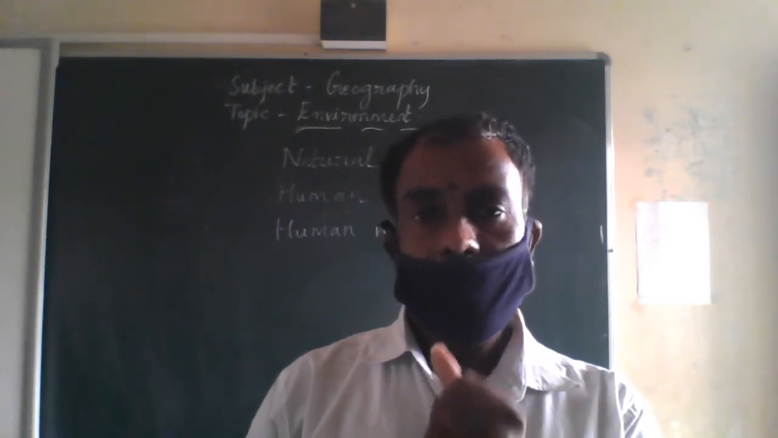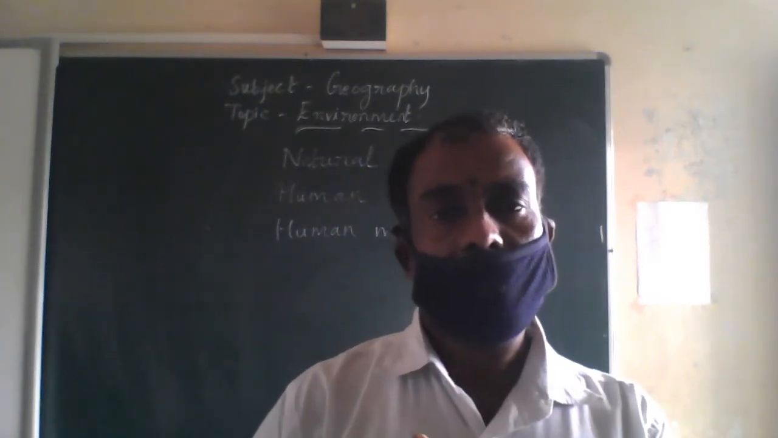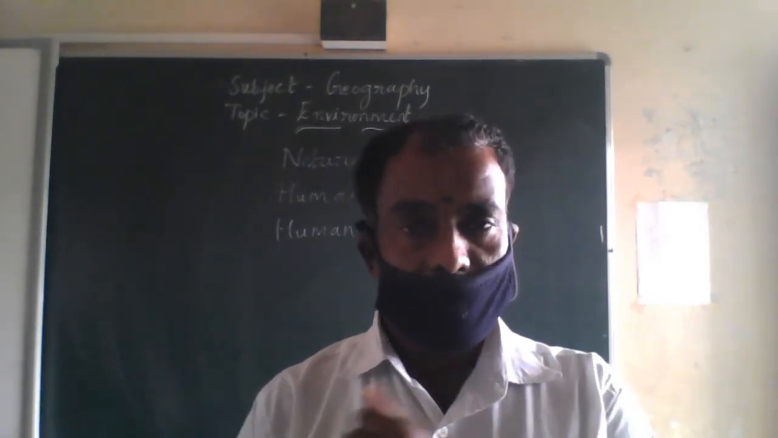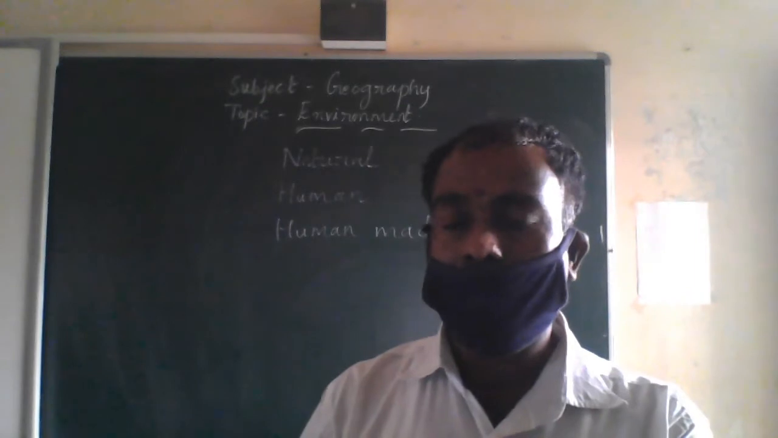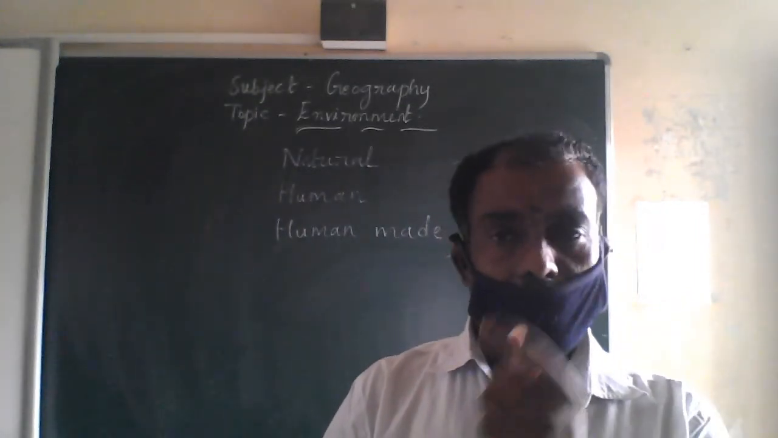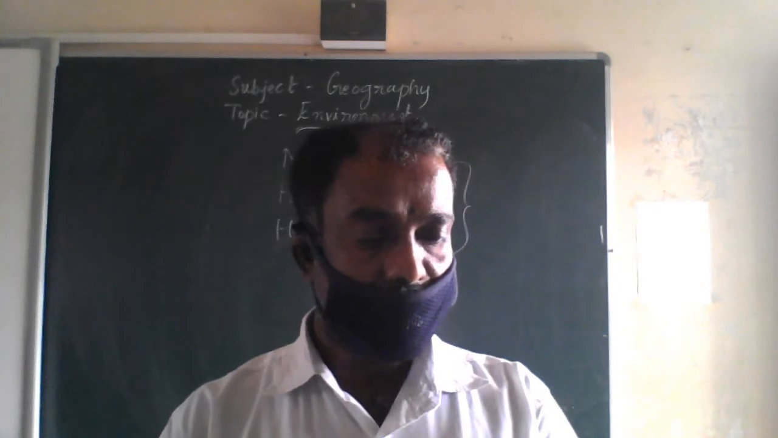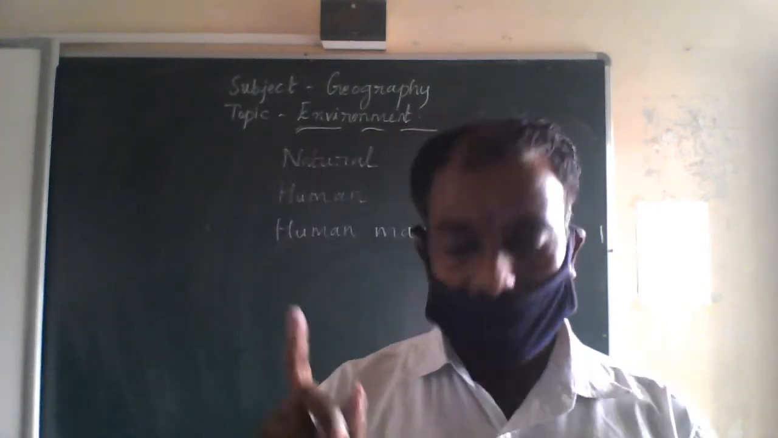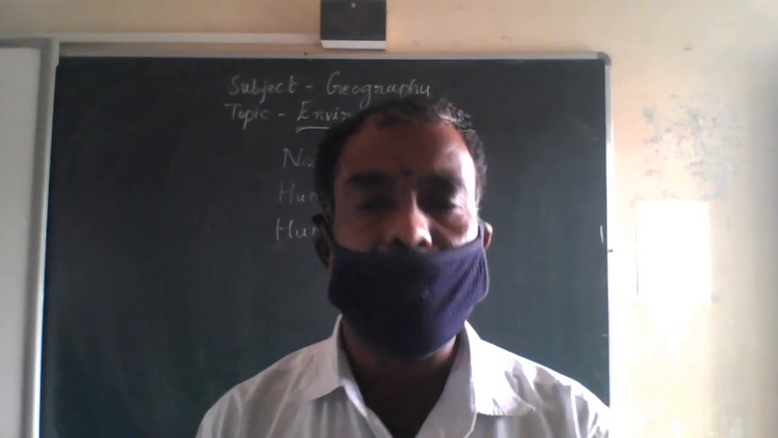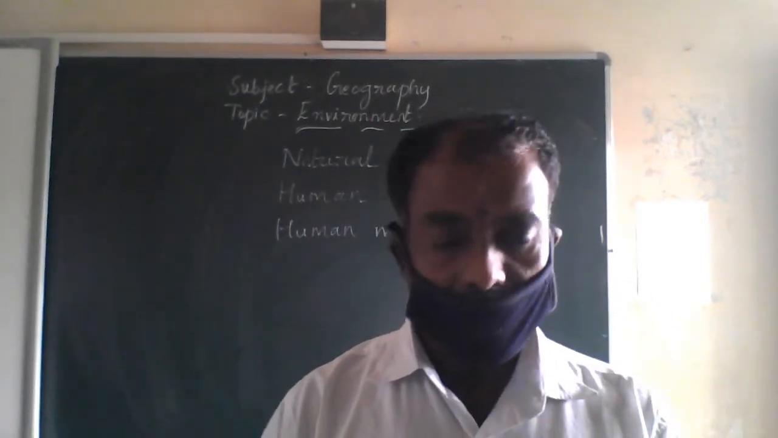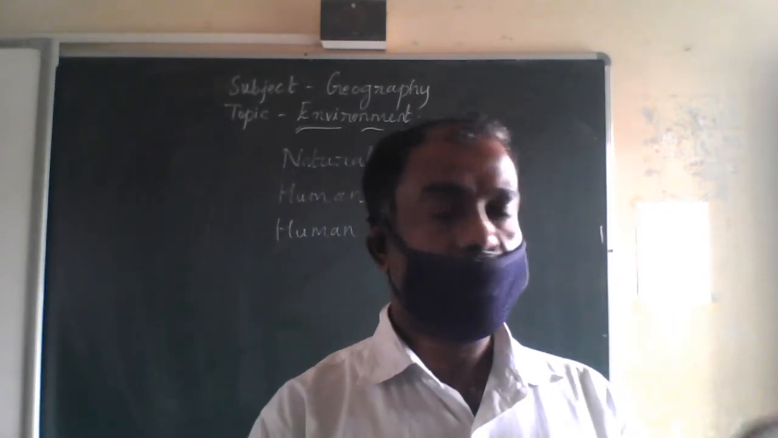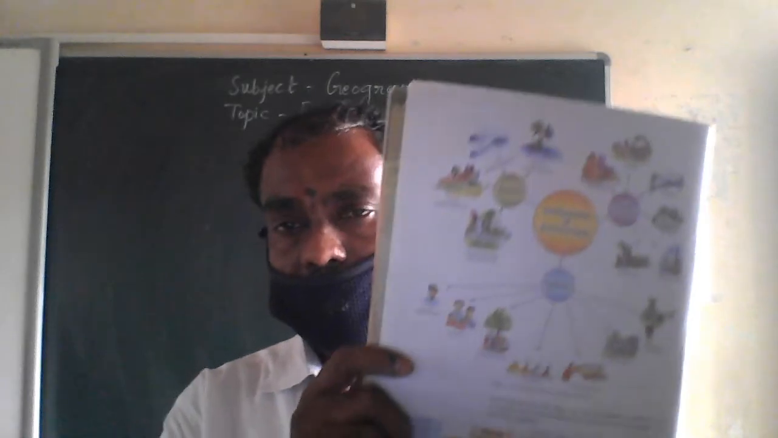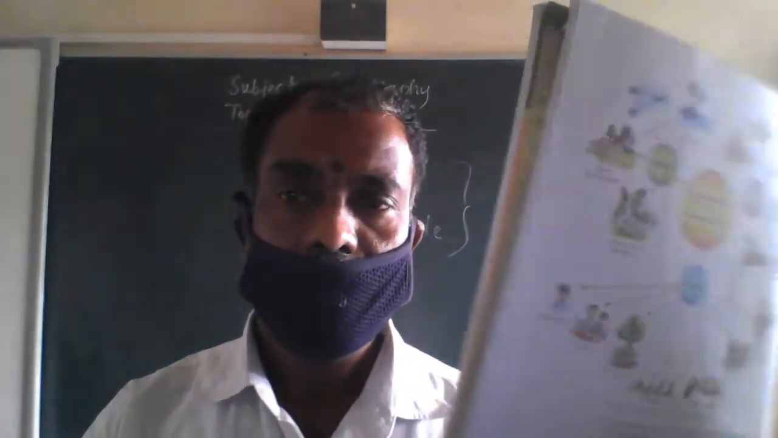What are the things that consist in the natural environment, what comes under the human environment, and what are we studying under the human-made environment? So dear students, please look at page number 2 in your geography textbook. There will be a concept map with beautiful colorful pictures, and then you will be able to understand these components of environment. Please look here.